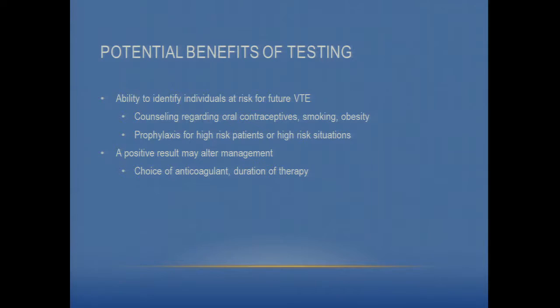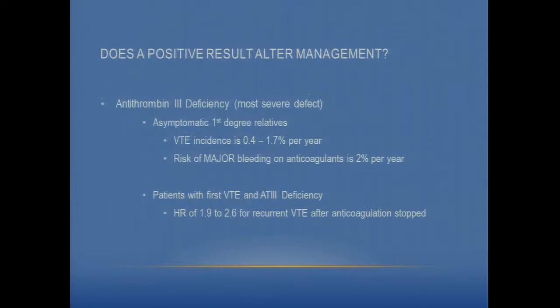What about our duration of therapy? The standard anticoagulation duration is about 3 months. If you have a clot and if it resolves, you can take them off. But if you identified someone at risk for an inherited thrombophilic state, would you keep them on longer? Again, it seems like a good idea, right? If we could prevent these patients from having recurrence, we would. But there's no good cutoff.